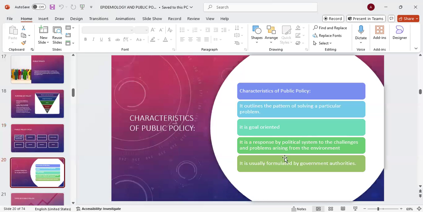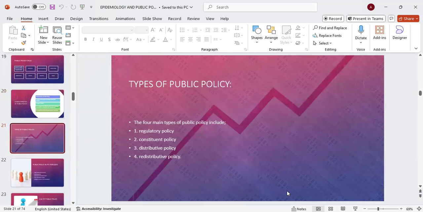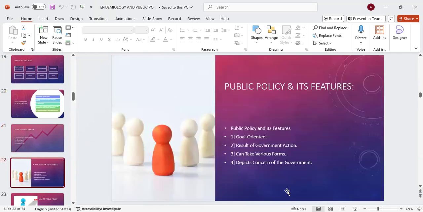Characteristics of public policy. Public policy outlines a pattern of solving a particular problem. It is goal oriented. It is a response by the political system to challenges and problems arising from the government. It is usually formulated by government authorities. Types of public policy. There are four main types of public policy: regulatory policy, constituent policy, distributive policy, and redistributive policy.